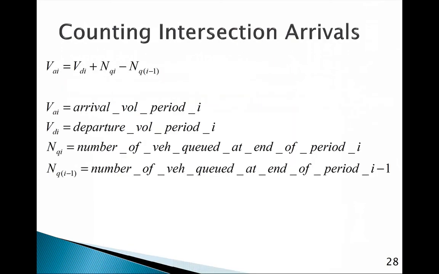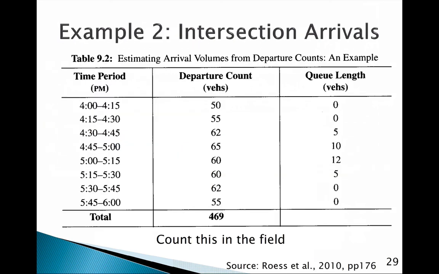And so, again, a bunch of terms here, but really all we're saying is to get to the arrival volume, which is what we want, we just have the departure volume plus the queuing that's there minus the queue from the previous period, because any queue that was there in the previous period got through the intersection as part of your departure volume, right? So you don't want to double count it, and we'll go through an example here.